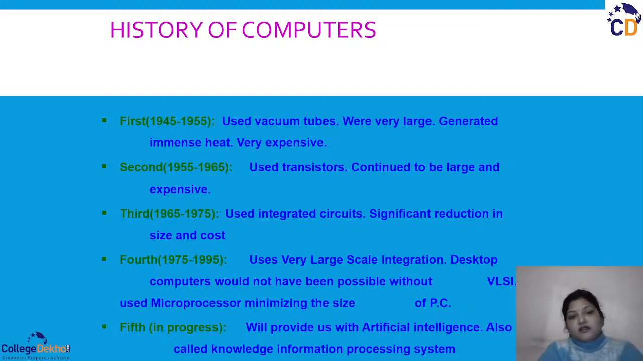Then in the third generation, between 1965 and 1975, they were replaced by ICs. What are ICs? Integrated circuits. They reduced the size of the system, so now we don't need a large space to store those systems. There is a reduction in size and cost also.